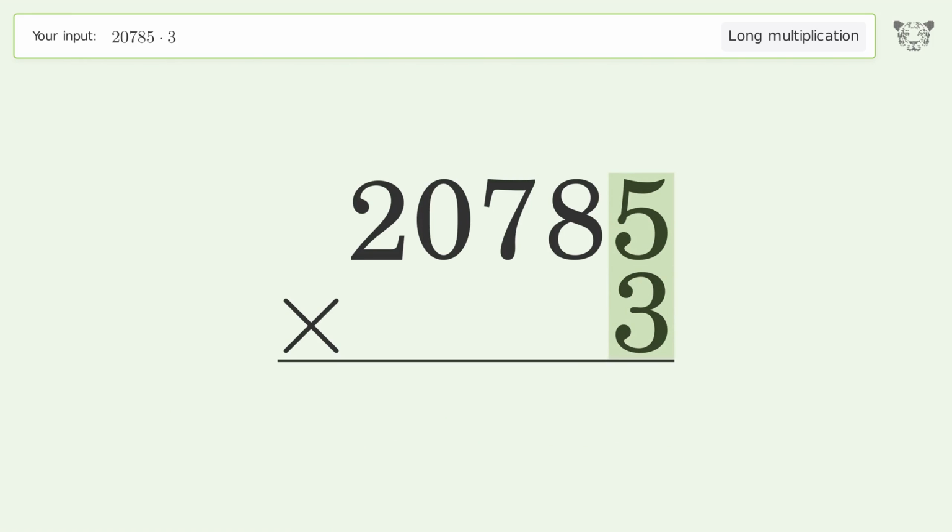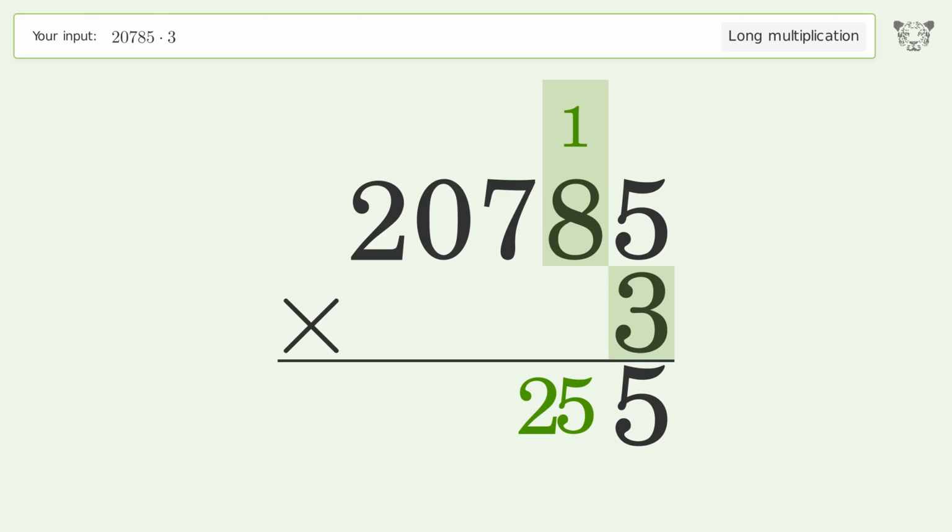5 times 3 equals 15. Because the result is greater than 9, carry the 1 to the tens place. 1 plus 8 times 3 equals 25. Because the result is greater than 9, carry the 2 to the hundreds place.